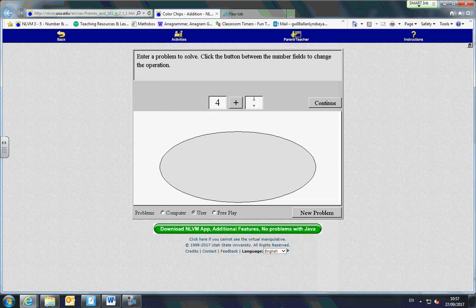Next calculation we'll look at is 4 plus negative 6. And again, to represent this, we have 4 positive tiles, and we're adding on 6 negative tiles.